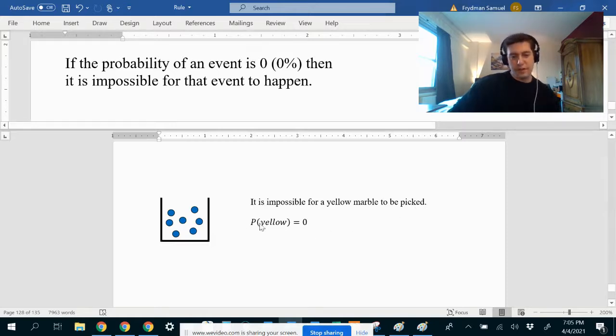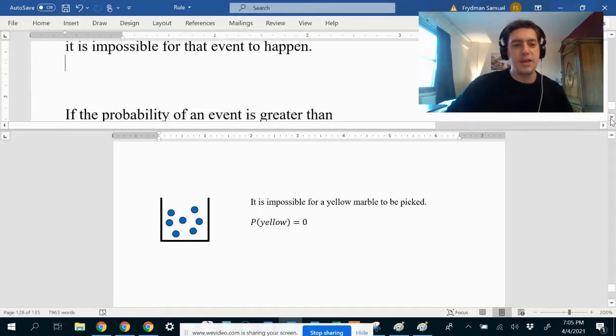Now, here's in mathematical notation how we would write that. We would write P and then in parentheses yellow. So that stands for the probability of picking a yellow marble. And you can see that I set that equal to 0 because there are no yellow marbles there. It's impossible for me to pick a yellow marble. So the probability of picking a yellow marble is 0. Okay, moving on to the next example.